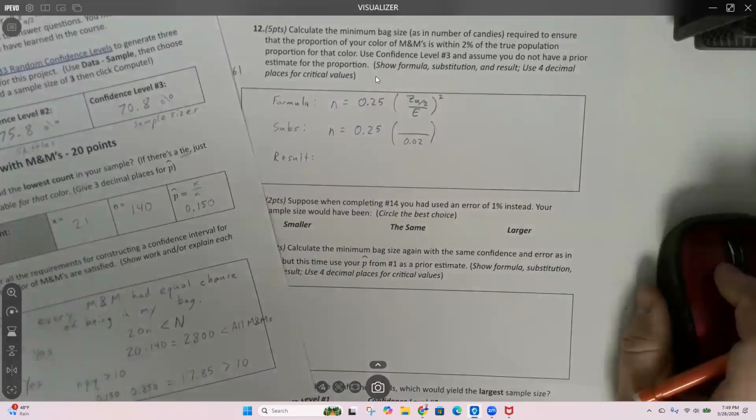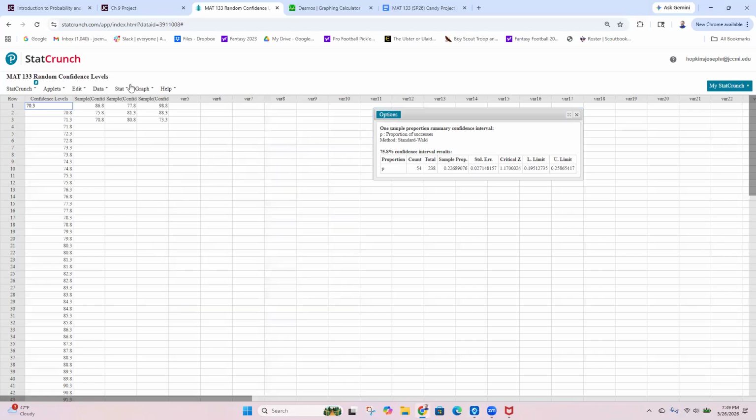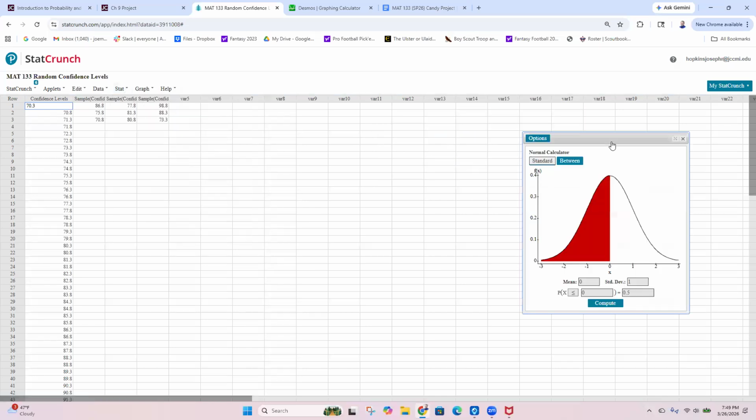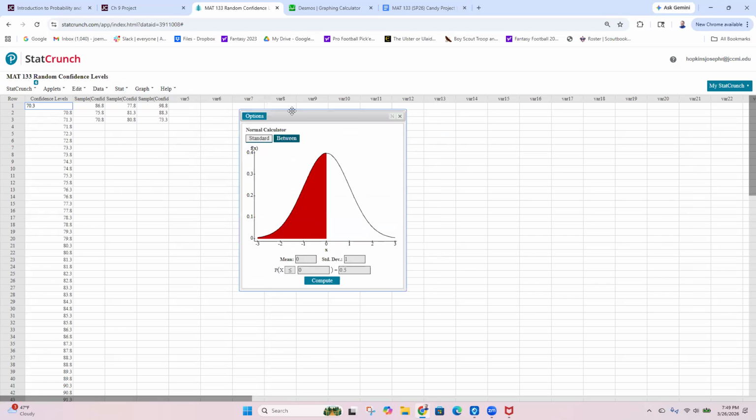That's fine. To do that, I need the normal calculator. So it is stat calculator is normal. We do between. Everything for confidence intervals is between. And you're going to put in your confidence level from number 3, 70.8%. And my z value is 1.0537.